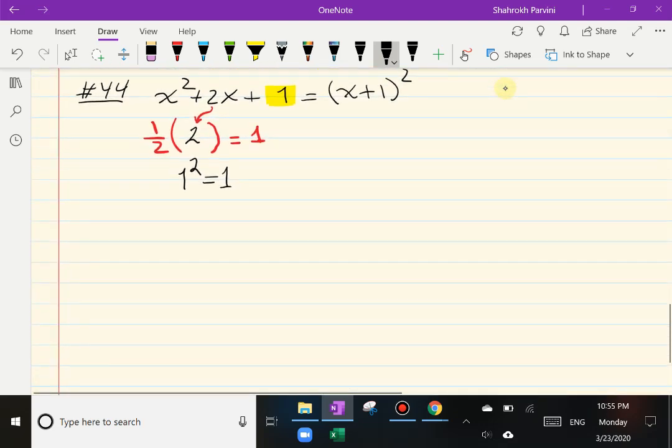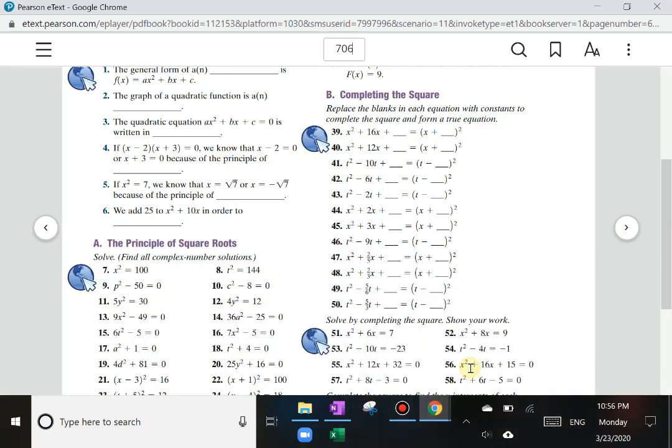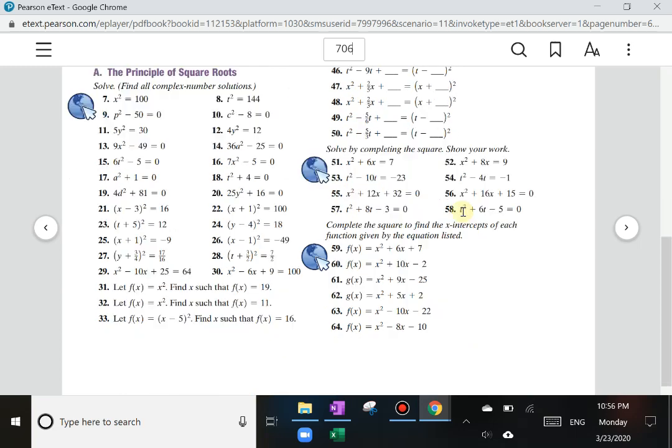So hopefully you're comfortable with completing the square with an expression. Now let's take a look at the other exercise that we're doing. This was number 41 and 43 we did. We did 42 and 44. Now, let's take a look at exercise number 53. Scrolling down here, and this is number 53.